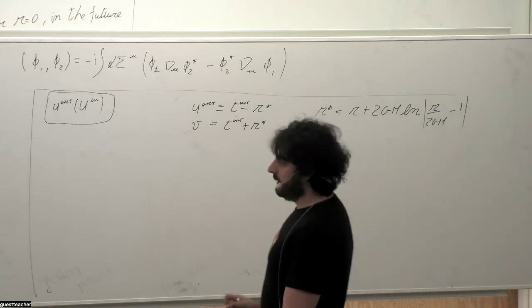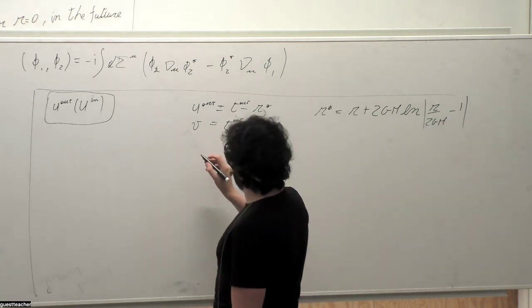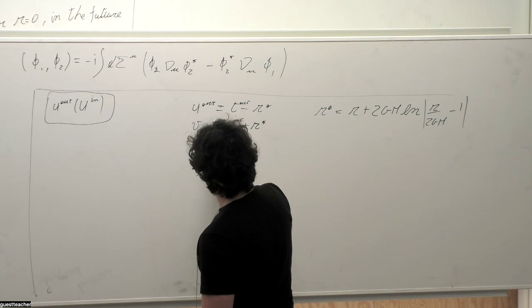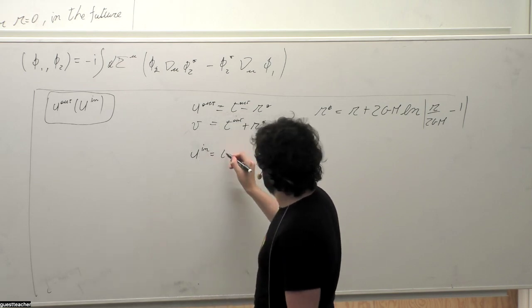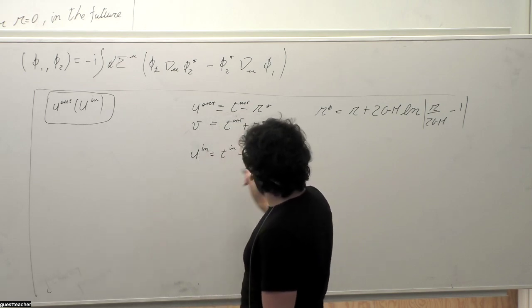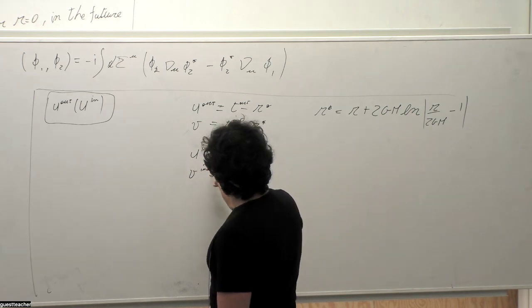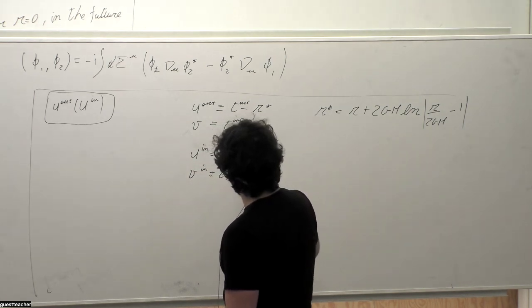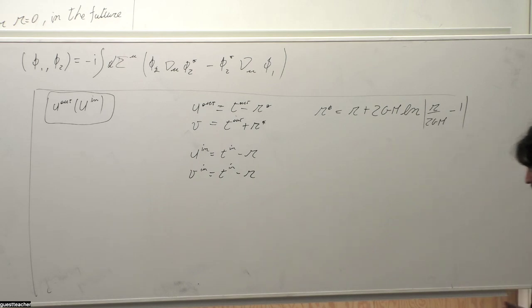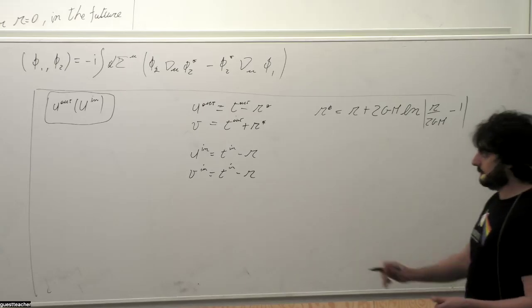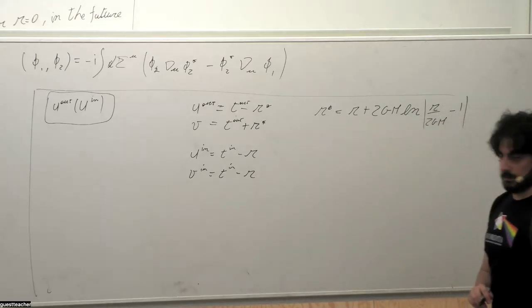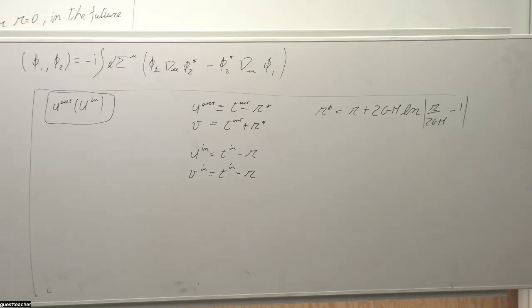What about in the in region? In the in region, we have u in. This is Minkowski, right? So it's just t in minus r, and v in is equal to t in minus r. And as I mentioned before, the junction condition of the shell tells us that the radial coordinate is continuous at the shell, right?